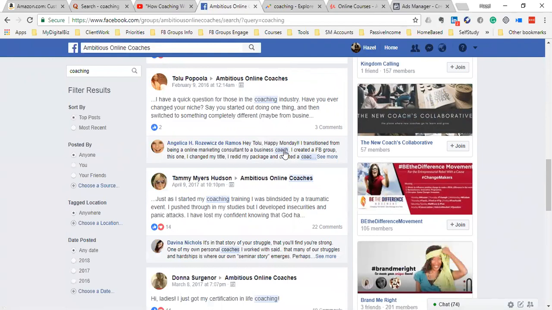Okay, you guys see where it says by Tammy Myers Hudson. "Just as I started my coaching training, I was blindsided by a traumatic event. I pushed through in my studies," and so on. So that post tells us that these coaches are open to attending coaching training, right? And that could be coaching skills training. So that's a good sign. But we want to make sure that we get more. We want to see how often they actually ask for it.